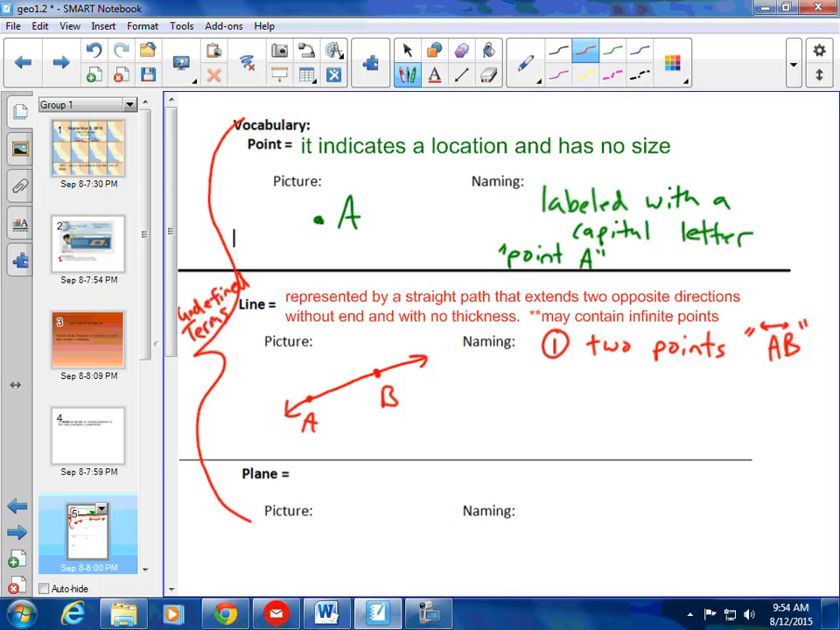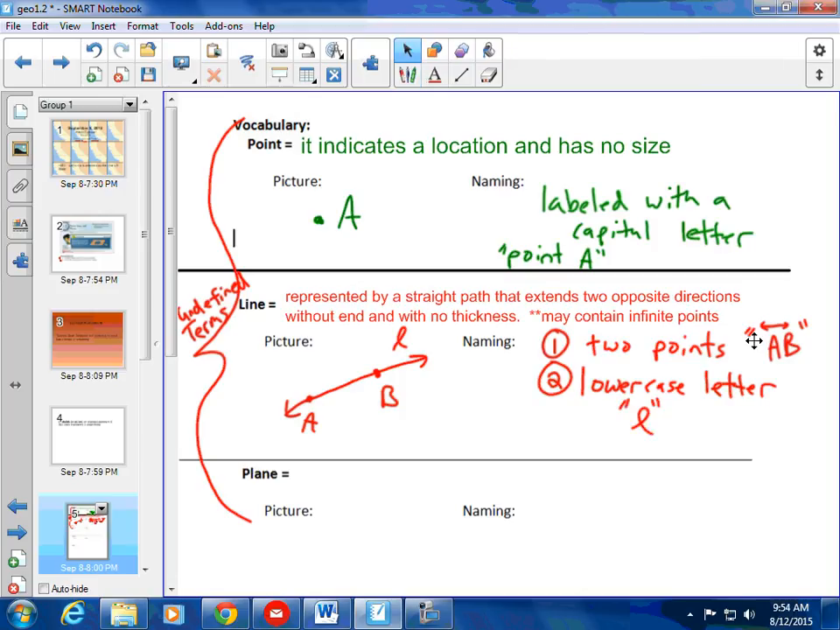Another way that's commonly used to label lines is with a cursive letter. So we can do cursive L. Also lowercase. It doesn't necessarily have to be cursive, but typically it is. So lowercase, and you might not remember cursive. So we'll say this is line L. Okay? That's labeling a line.